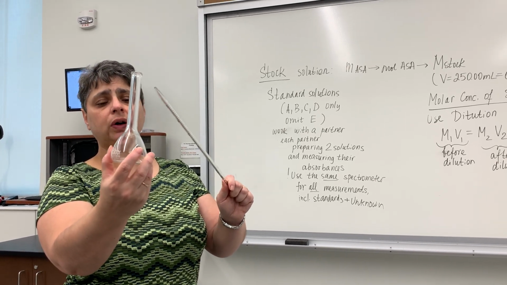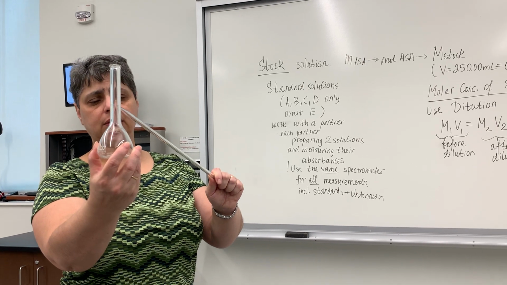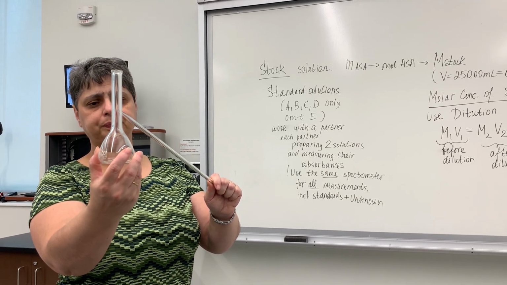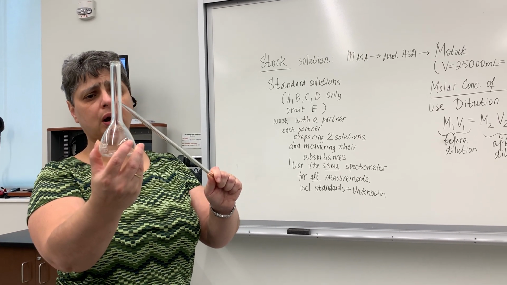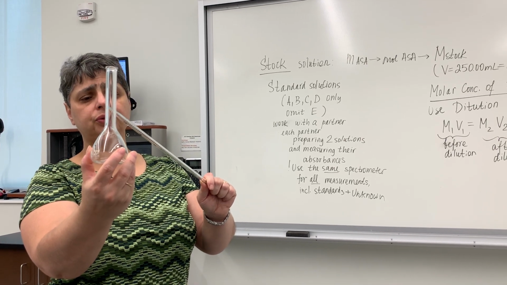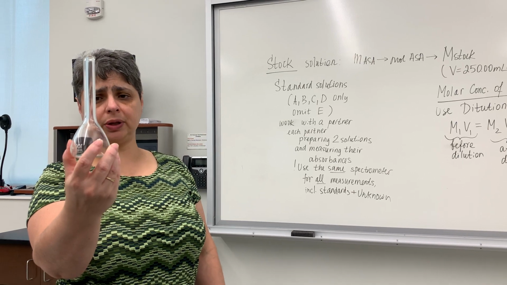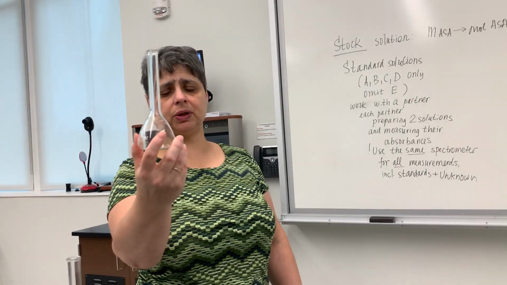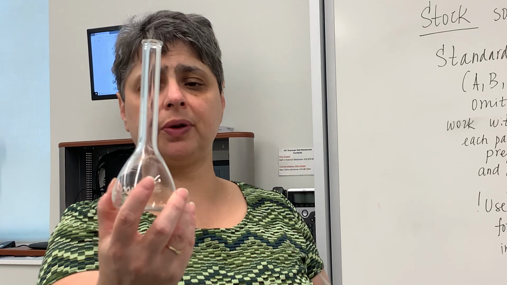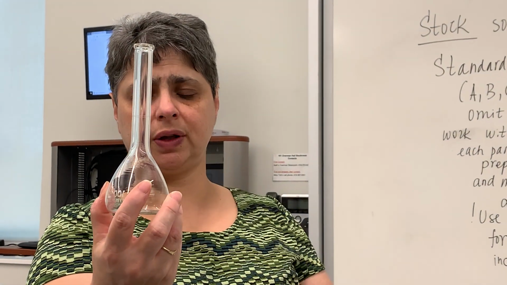The difficulty you might have here is the fact that the solution is so dark in color that it's hard for you to see the bottom of the meniscus when filling the flask properly. Remember, a volumetric flask is typically considered filled properly if the bottom of the meniscus is touching the line.